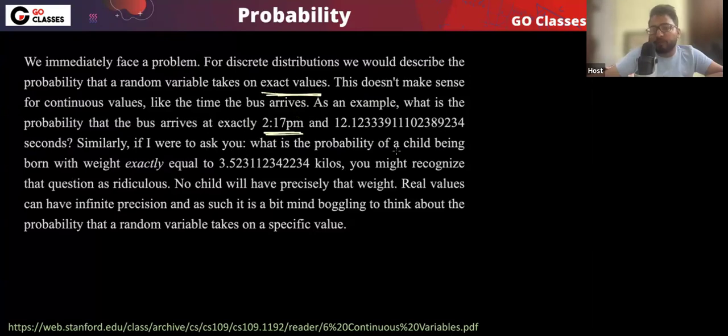Similarly, if I were to ask you what is the probability of a child being born with a weight of exactly this much, you might recognize that the question is ridiculous. No child will have precisely that weight. Real values can have infinite precision, and as such it is a bit mind boggling to think about the probability that a random variable takes on a specific value. This particular line is very important: real values can have infinite precision. Okay, that is the point.